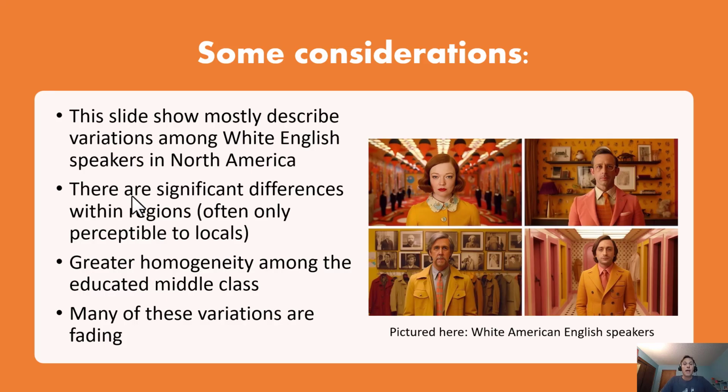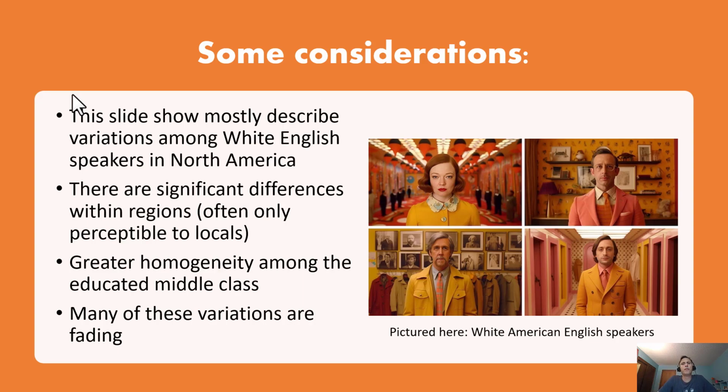Anyway, some considerations about the discussions I've made about regional variations here. This video has mostly described variations among white English speakers in North America. I already talked about how there are significant differences within regions. Somebody from Georgia does not sound like somebody from Western Kentucky. And often you have to live within that region to really hear the difference. If you're in California, you could probably tell, okay, that person's not from the San Fernando Valley, they're probably from Northern California, right?